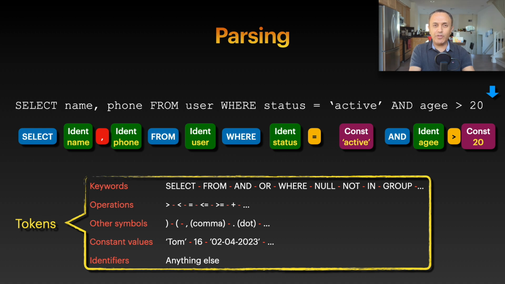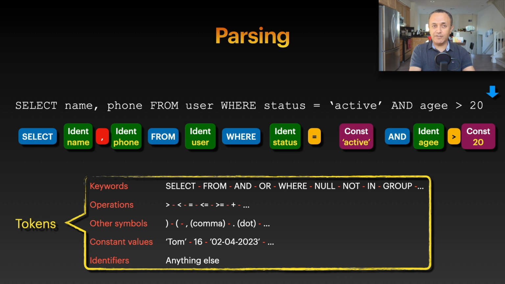Note that at this point, we're not doing any validation on the identifiers. It doesn't know whether user is a table or a column. What is that exactly? Does that even exist or not? It doesn't know. It doesn't care. The parser's job is just to convert the string into that sequence of tokens.